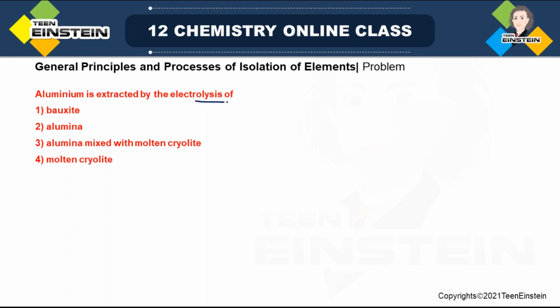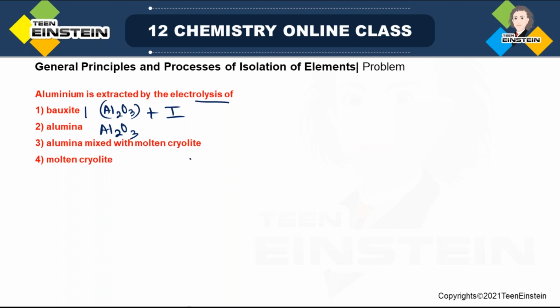Aluminium is extracted by electrolysis of bauxite. Bauxite is the ore of aluminium, where the main component is alumina, and some other impurities are also there. Alumina is simply Al2O3, mixed with molten cryolite, Na3AlF6. That is cryolite.